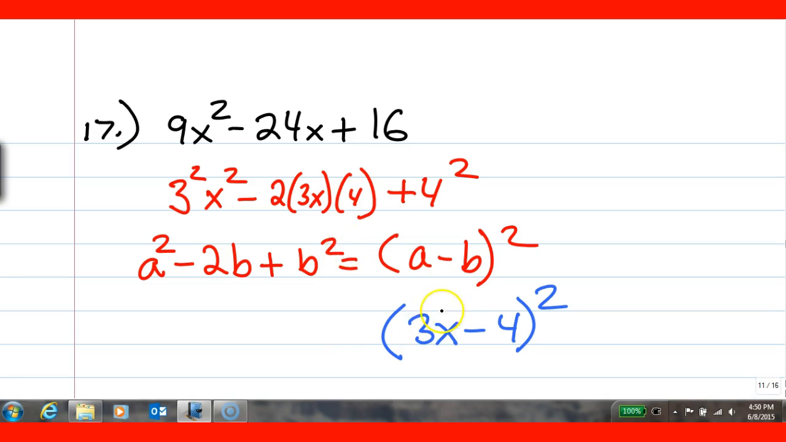So I take the front position, the 3x, and plug it in, 3x, and I take the base of my last position, and it's minus whatever that base is, in this case a 4, and plug it in. And then it's overall squared.